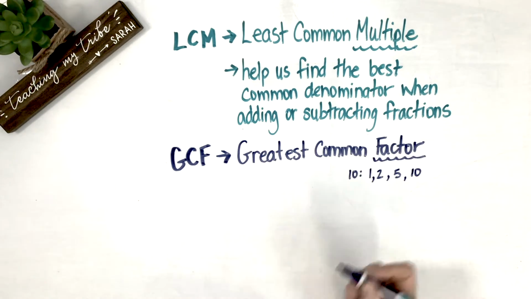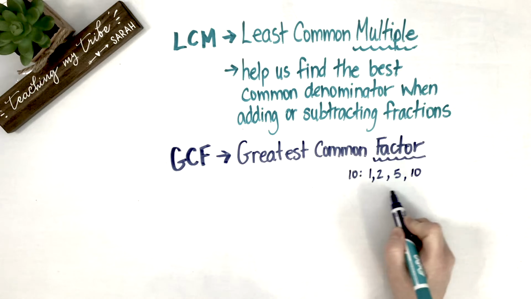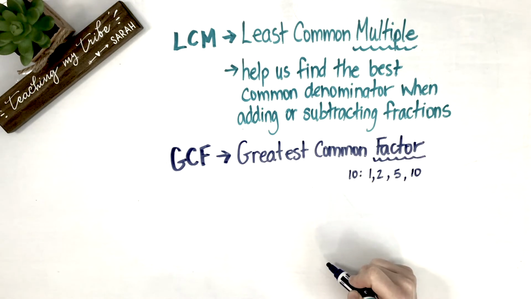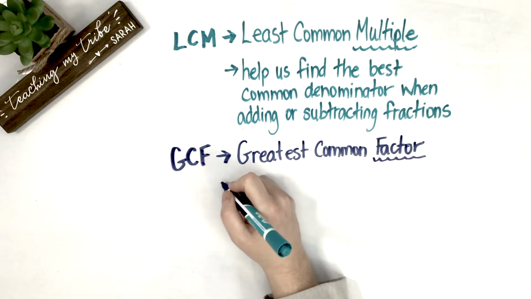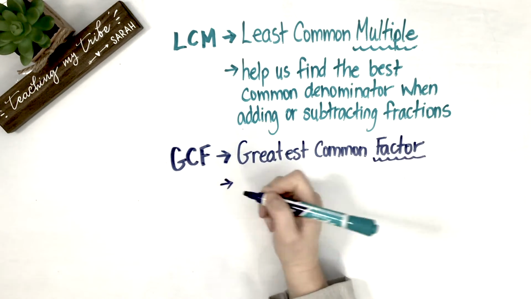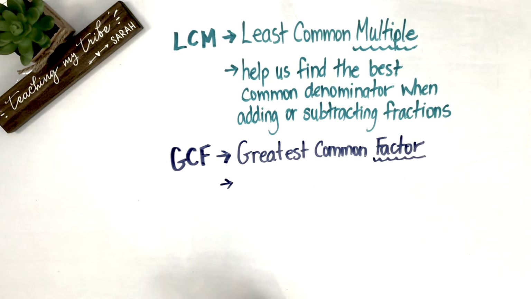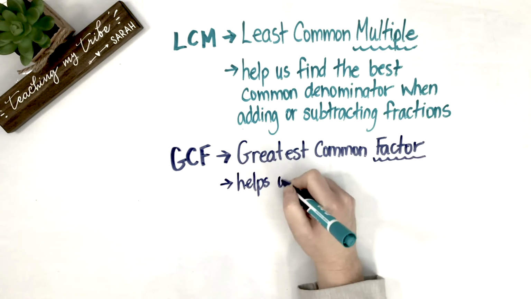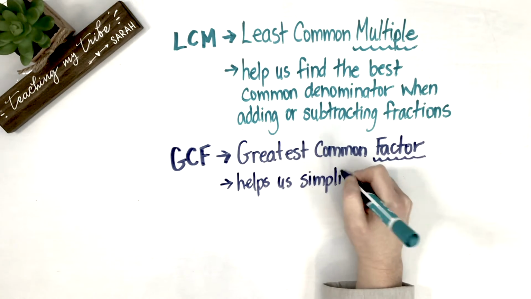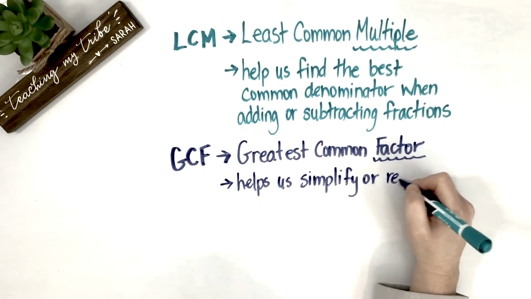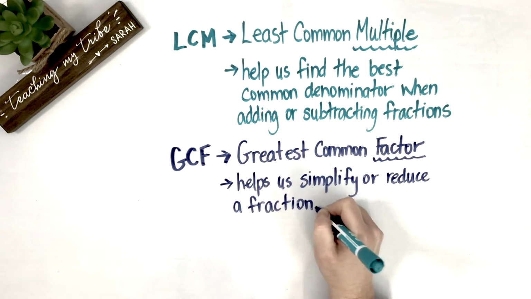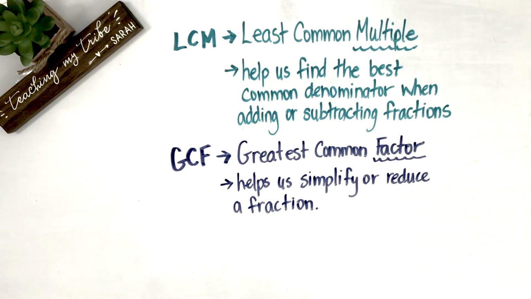So these are the factors of 10 because these are the only whole numbers I can multiply together to give me 10. So 10, you would say, has 4 factors. Why do we need to know the greatest common factor? We use the greatest common factor to help us simplify or reduce a fraction. So pause if you need to copy these down. We'll be referring to LCM and GCF a lot during this video.